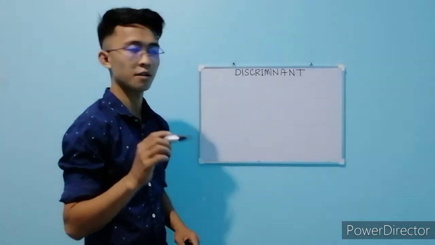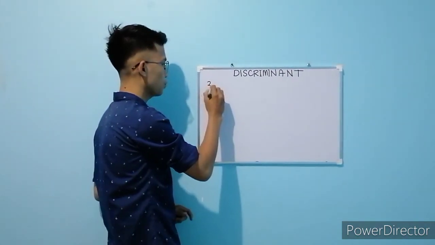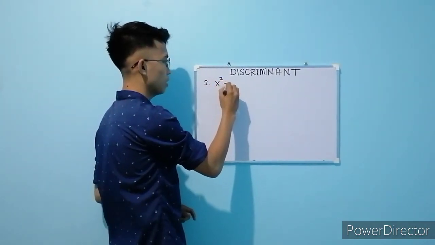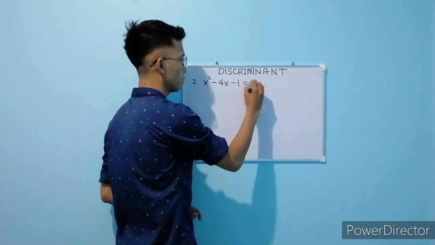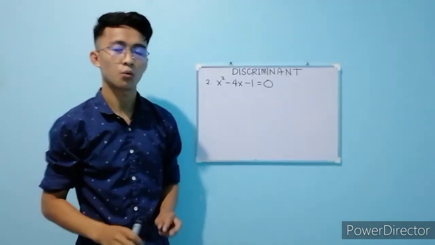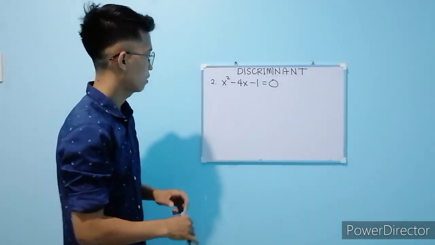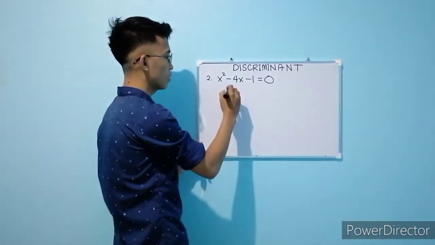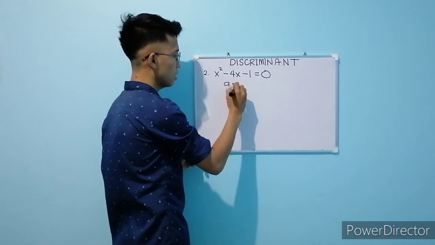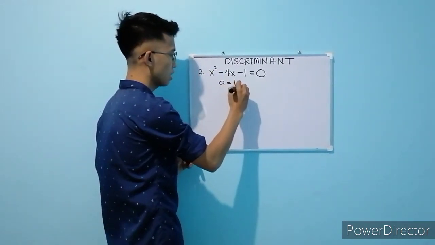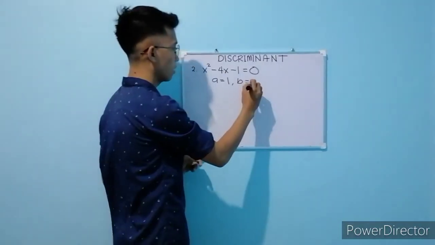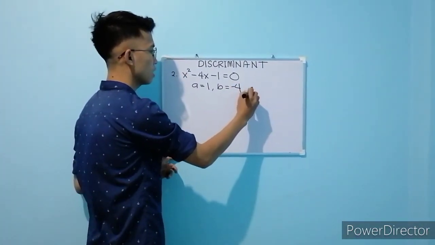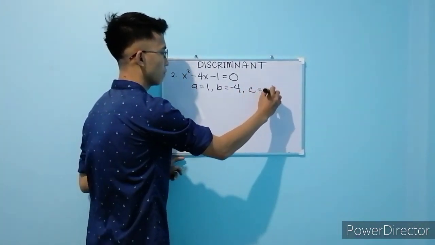Let's have another example. Suppose we have x squared minus 4x minus 1 is equal to 0. Again, we need to identify the discriminant, so we first identify the values of A, B, C. A is equal to 1, B is negative 4, and our C is equal to negative 1.